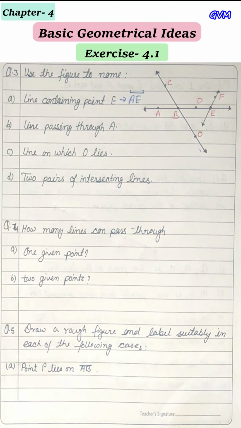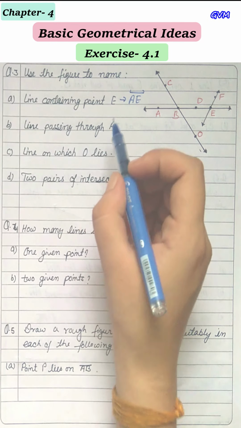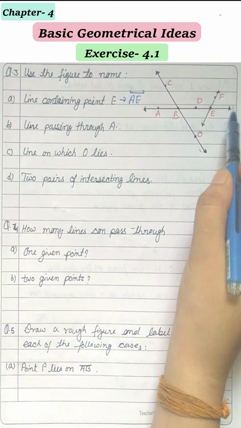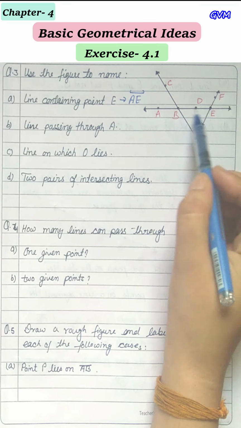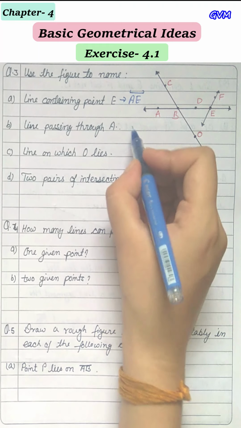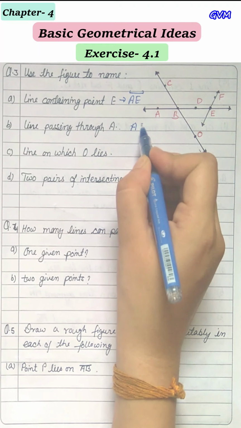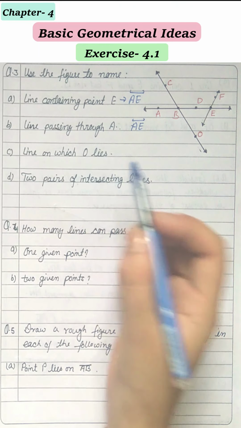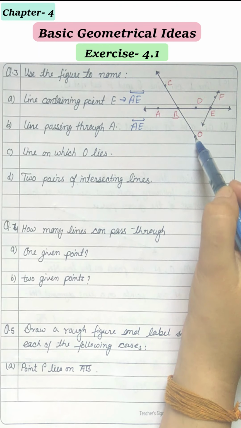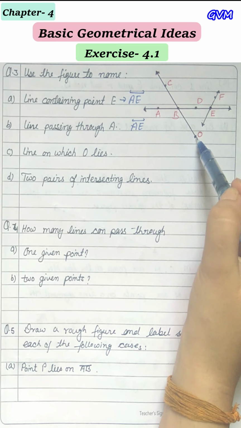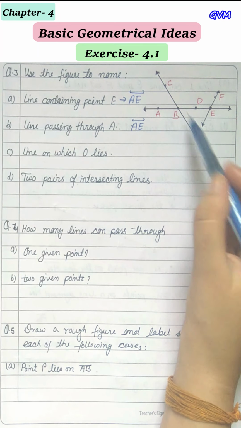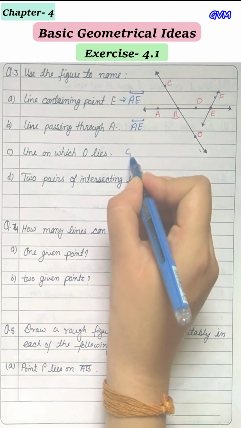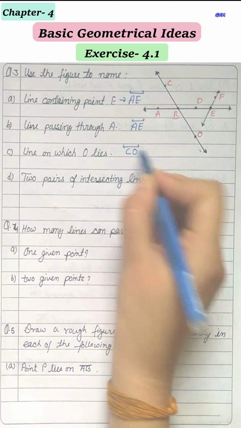Okay, now part B: the line passing through A. So which line is passing through A? We have line AE which is passing through this point A. So AE. Okay. Line on which O lies. So O is on this line. Okay. And this line is CO or OC. So point O lies on CO. Okay. We can write here CO.